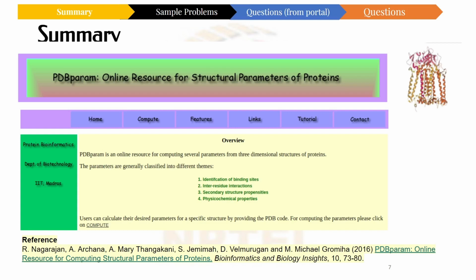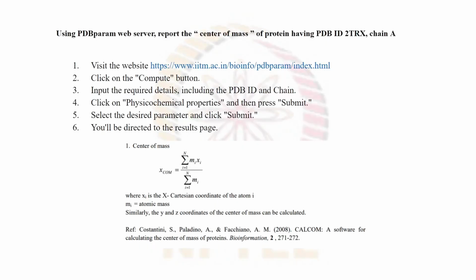So let's take a task on PDBparam. Using the PDBparam web server, report the center of mass of the protein having PDB ID 2TRX and chain ID A.